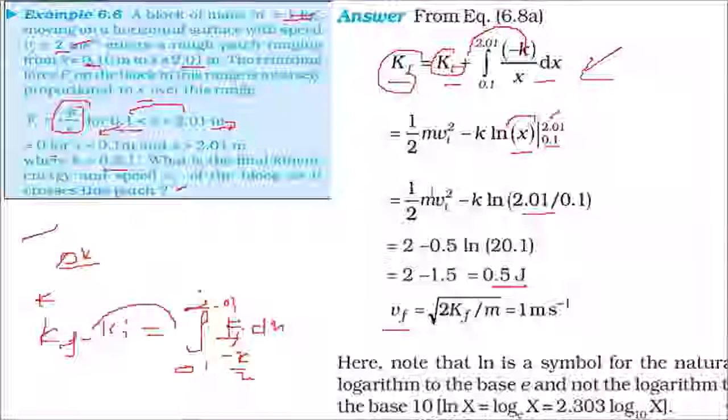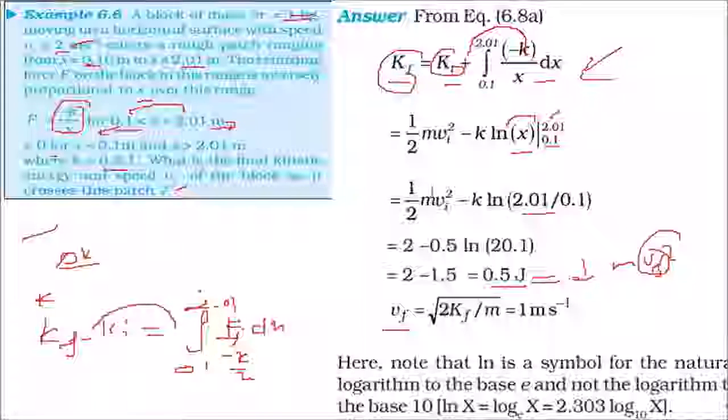So equate this with half m vf². Now find out the Vf. Just take 2 in the numerator, m in the denominator. So you get the square root of 2Kf by m. This is 1 meter per second.